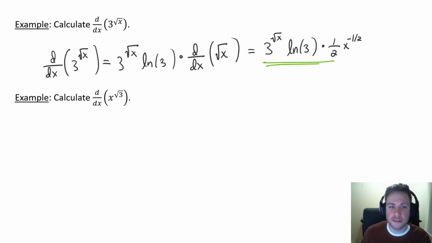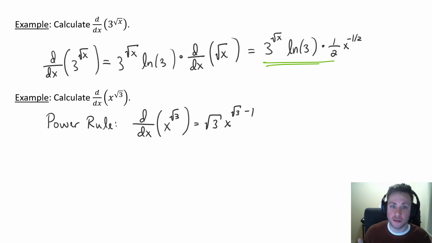Now let's try this example. Pause and come up with an answer of your own, and when you're ready, let's continue. It's important to notice that this is a variable raised to a constant, not a constant raised to a variable. So this isn't an exponential function, it's a power function. So all you need to do is use the power rule on this one, and you're done.